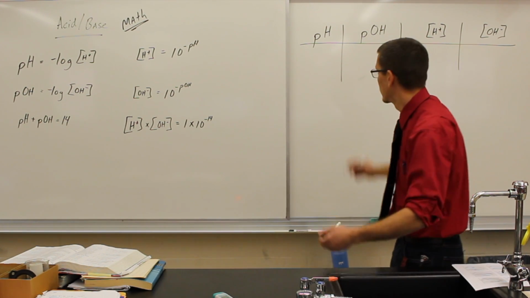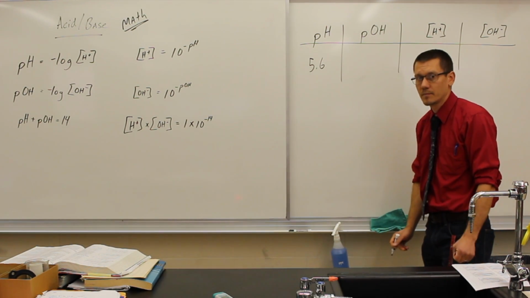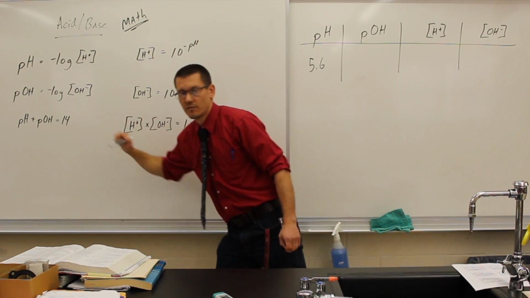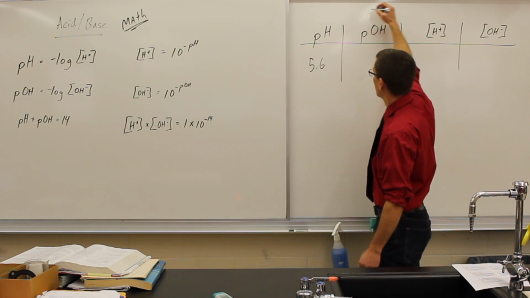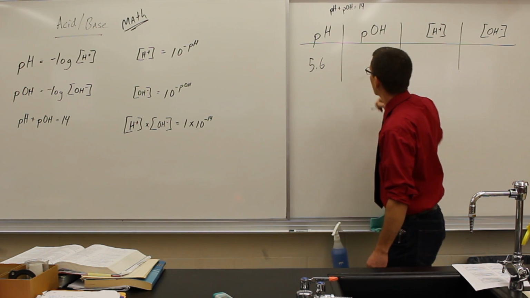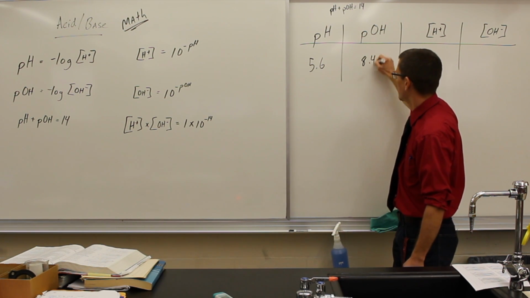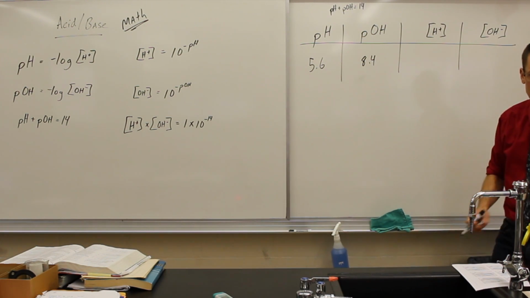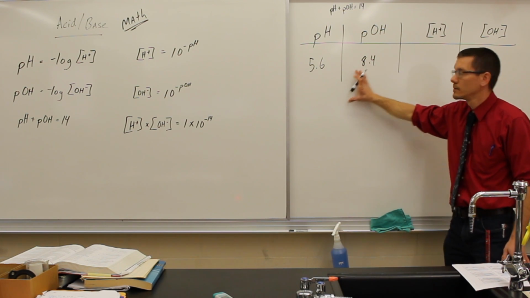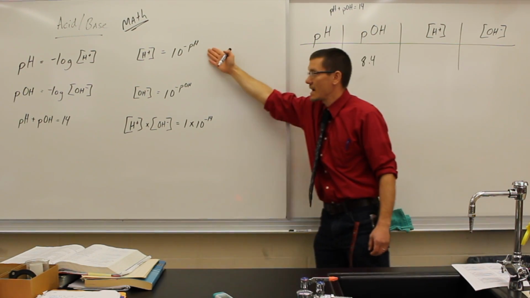For our black coffee, the value we got was 5.6 as the pH. Now we know these two relate by 14, so since they have to add up to 14, then we just subtract and find that our pOH is 8.4. To get from our logarithmic scale to our concentration scale, we just have to do the math backwards.